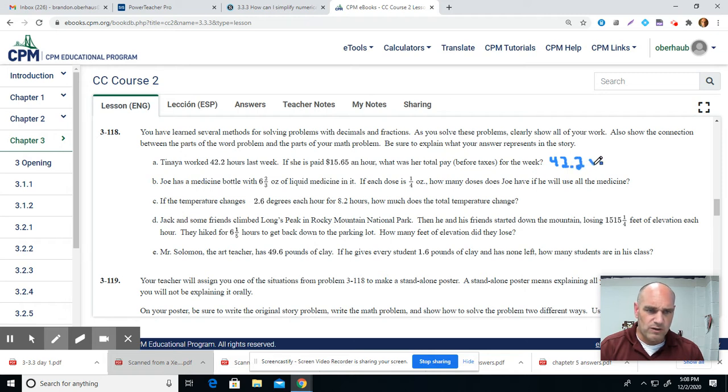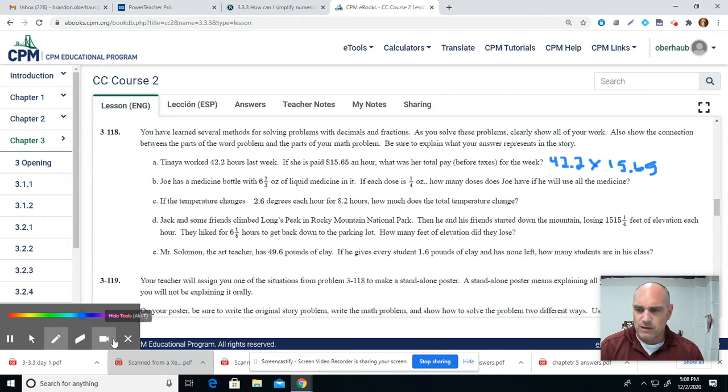So on this problem, you are going to do 42.2, and you're going to multiply that by 15.65. When you do this problem, we just multiply this number like we normally would, and then we have 3 decimal places in the problem, so make sure in your answer you move it back to the left 3 spots. So that would be part A.